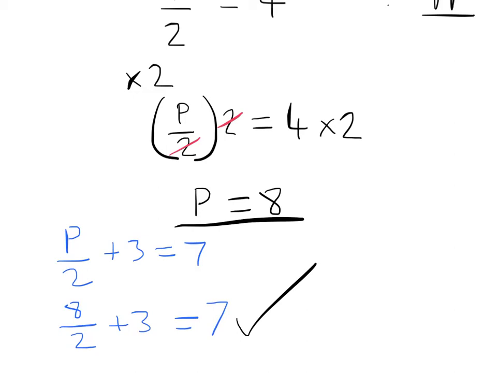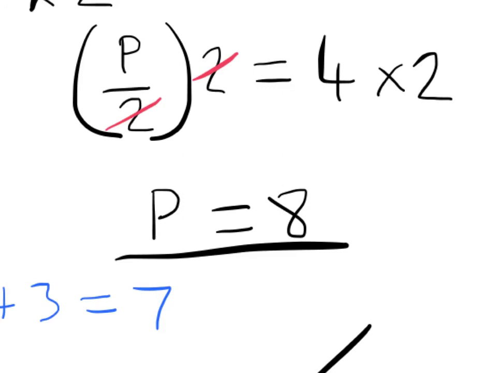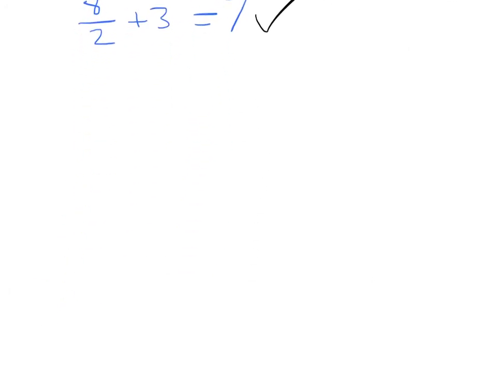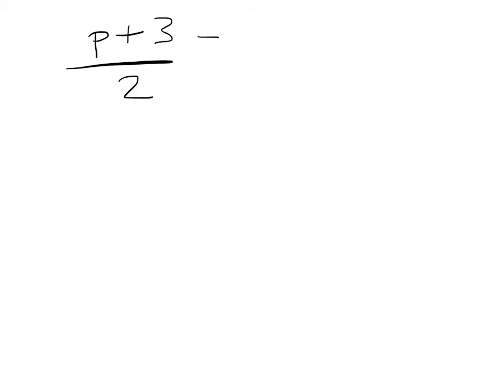Brilliant. One last quick example, just so you can feel really confident with the exercise that you're going to have to do in a moment. All right, let's get this down. p plus 3 all over 2 equals 7. Okay, so this time it's p plus 3 all over 2.